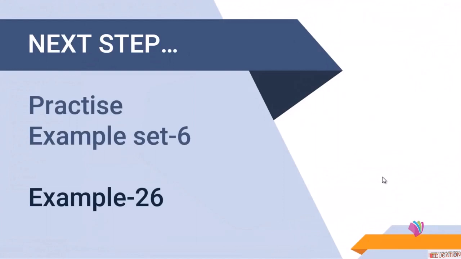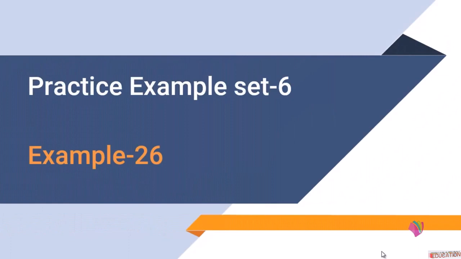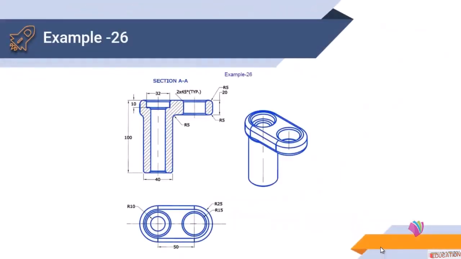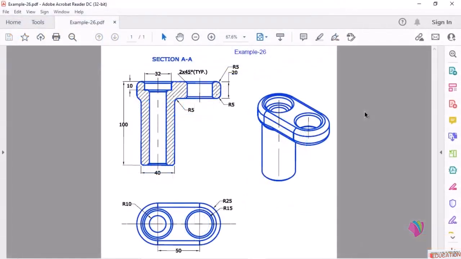In the next lecture we are going to apply the chamfer and fillet on example 26. In this lecture we are going to practice example 26. First let us create our basic solid model and then we will apply the fillets and chamfers onto it.